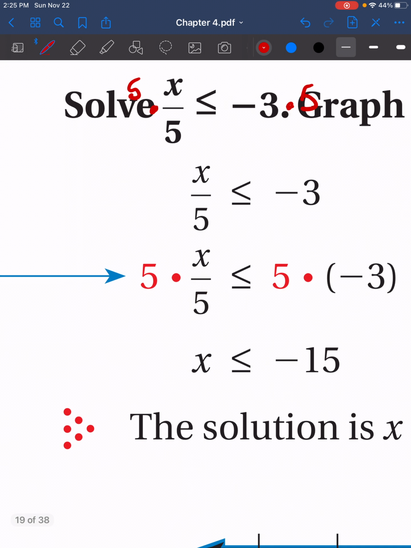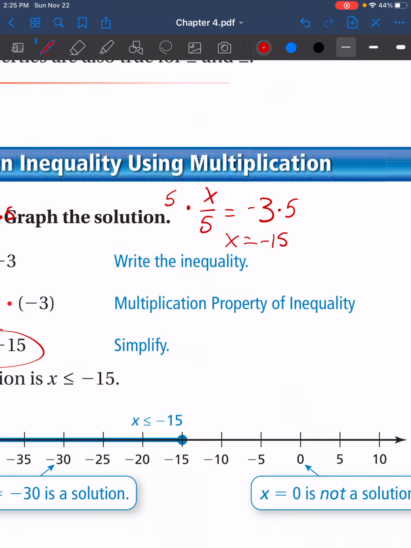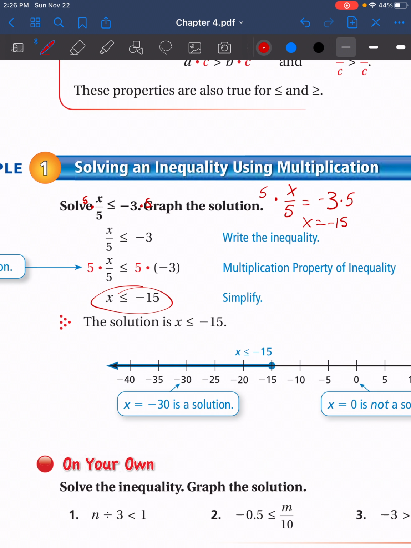Multiply each side by 5, and then they get x is less than or equal to 15. Then they graph it, okay? So they graphed it for us. They went to -15, closed circle, and they said everything that way is a solution.